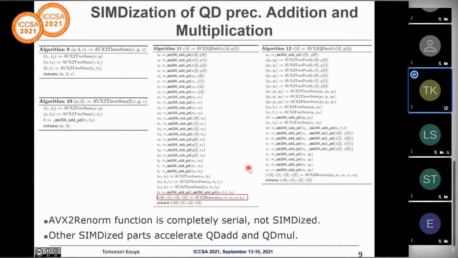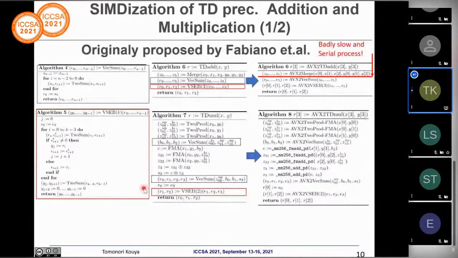But in this arithmetic, the AVX2 renormalization function, this part is completely serial because of complexity in this process. But another part can be simulated completely. So, totally simulated quadruple double addition and multiplication can be faster than the non-simulated version.